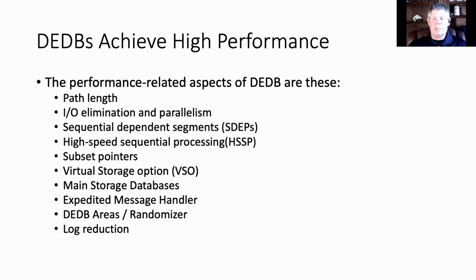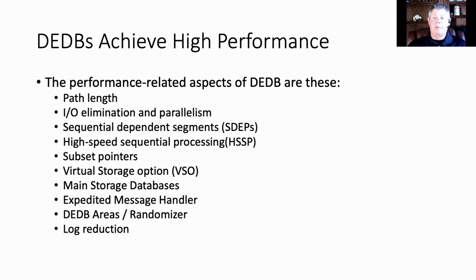They reduce the path length, and only after image copy or any logs are done. So you've got less logging that's going to be happening. There's also an expedited message handler that has a dedicated buffer. So if you're doing a lot of terminal activity, you can speed up those fast path transactions.